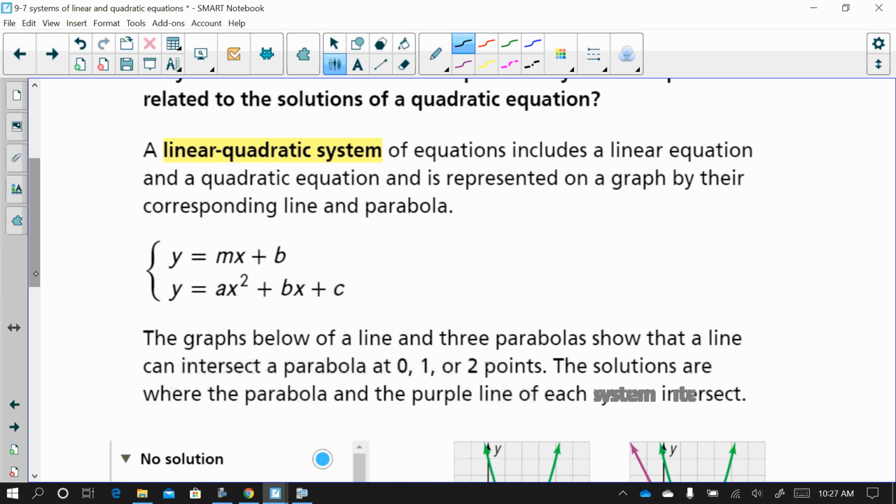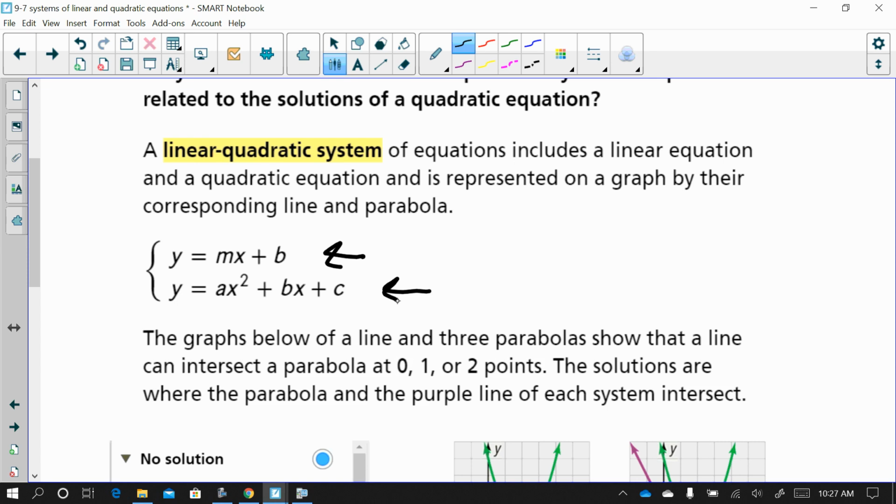So a linear quadratic system of equations includes a linear equation and a quadratic equation, and is represented on a graph by their corresponding line and parabola. So we have a linear equation, there you see it in y equals mx plus b format, and we have a parabola, which this is in standard form, y equals ax squared plus bx plus c.